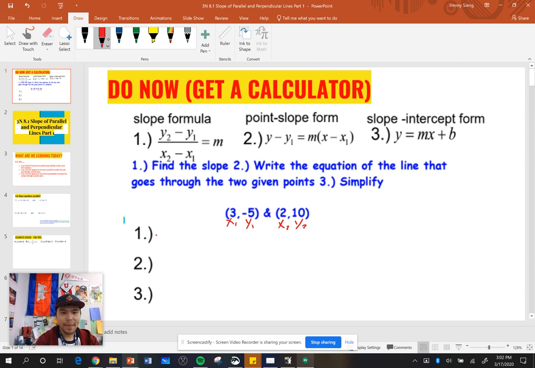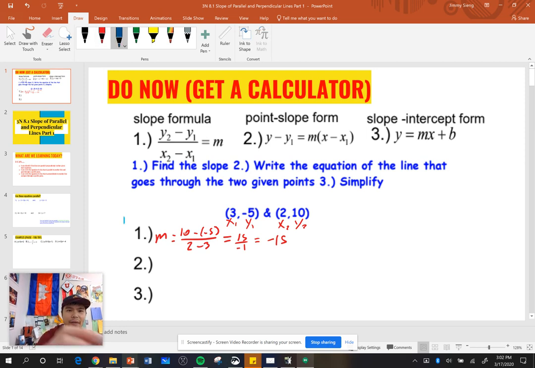And we should be able to make our slope m equals 10 minus negative 5 all over 2 minus 3, okay? You should be able to simplify that. 10 minus minus makes plus, so we get 15 over negative 1. So my slope now is negative 15, okay?